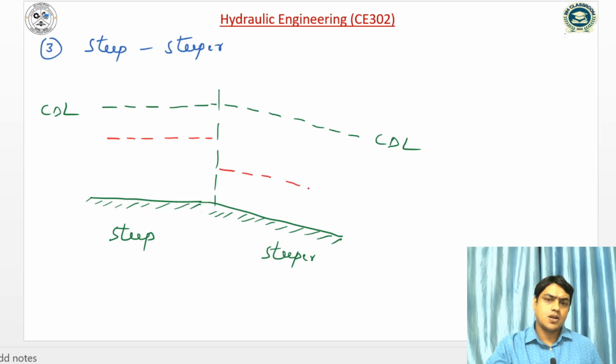This is the normal depth line, NDL. This is also NDL. So the flow profile is possible from NDL to NDL. It will come like that. So this will be S2.